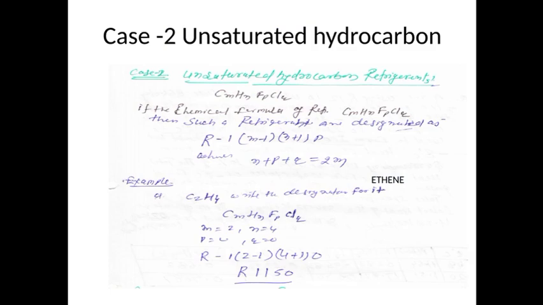So this will be R1150. Okay, so this is how we can designate the unsaturated hydrocarbon. Generally this series starts with 1000, whereas the previous one, saturated hydrocarbon, starts with 10, generally 10, 100 and more. Okay, so let's see next. This was the second case, unsaturated hydrocarbon.